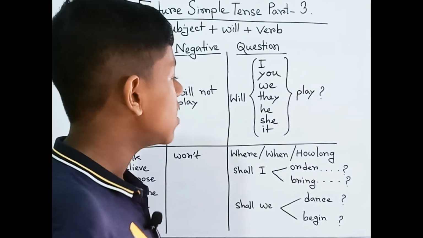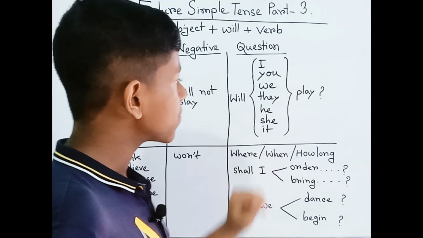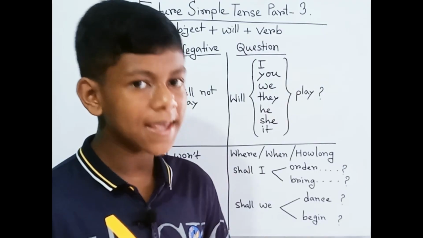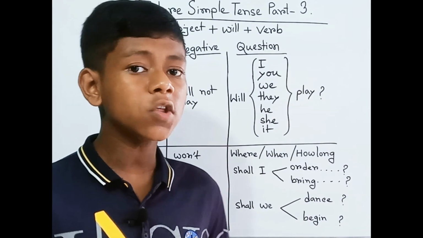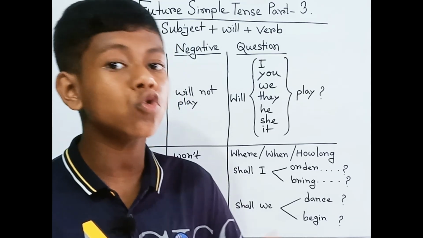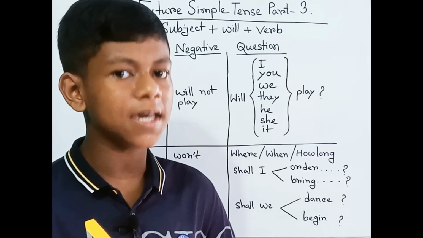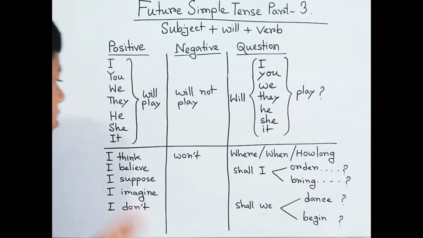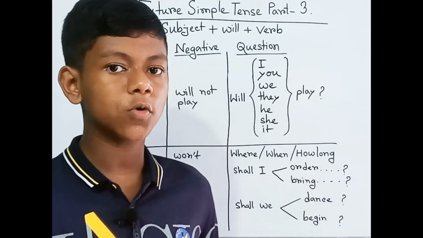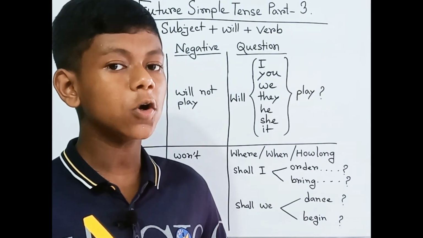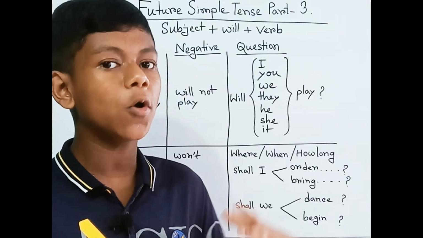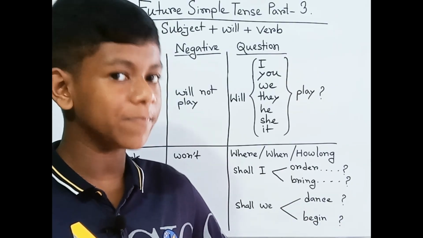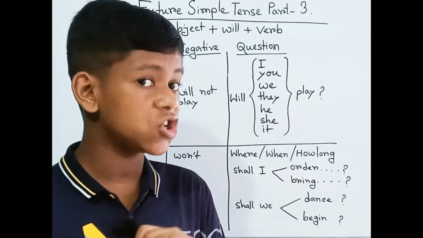That is, will I play? Will you play? Will we play? Will they play? Will he play? Will she play? Will it play? And you can also add a person's name: will Korim play? Will Lucy play? Will Raju play? You can also say Korim will play, or Korim won't play. Okay, will Korim play? So you can change the subjects, it depends on you.